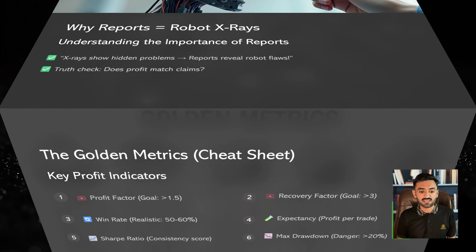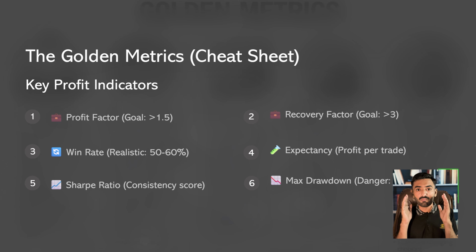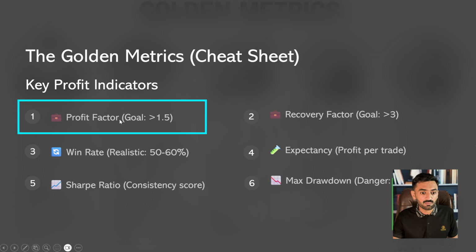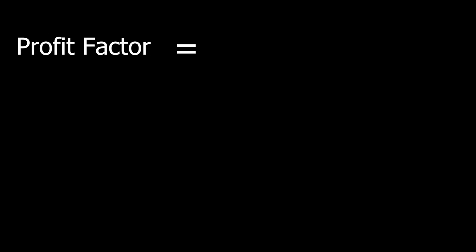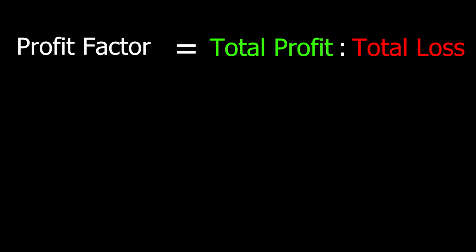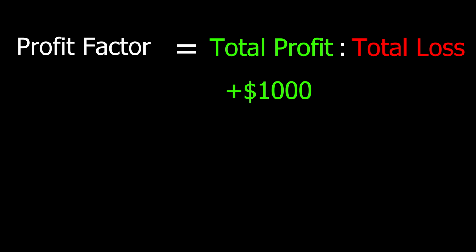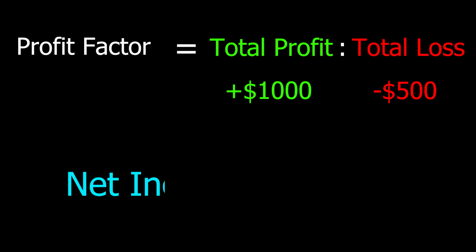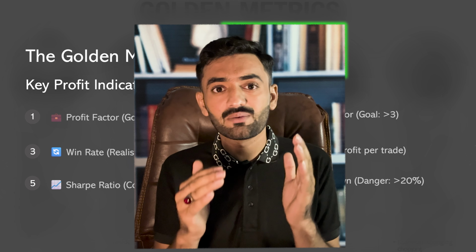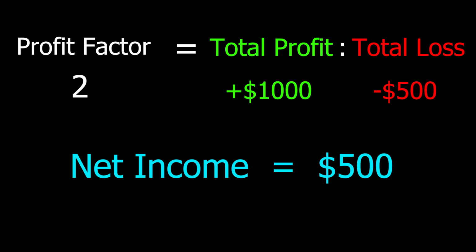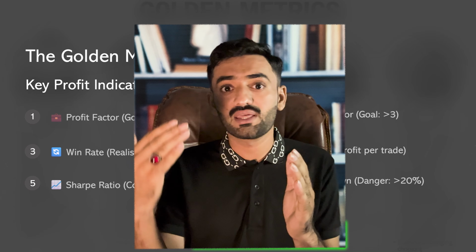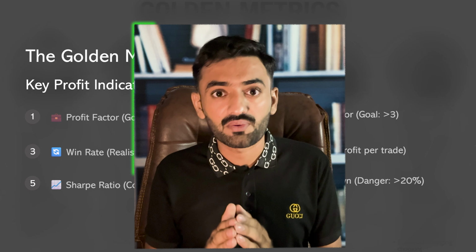So let's move to the next, and here are some of the most important factors, which I call the golden metrics cheat sheet. The first one is the profit factor. The profit factor is the ratio between total profit and total loss. Let's suppose you trade for 1 month and there is a total of $1,000 in profit and $500 in losses. So your net income is $500. In this scenario, we can say the profit factor is 2 because the profit is 2 times higher than the loss, and the higher the profit factor, the better.